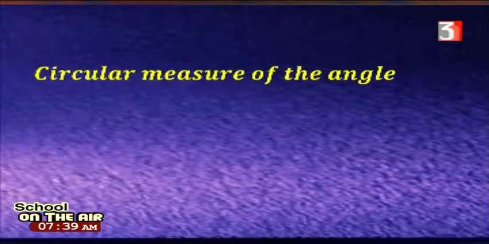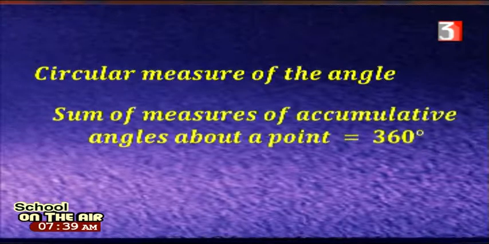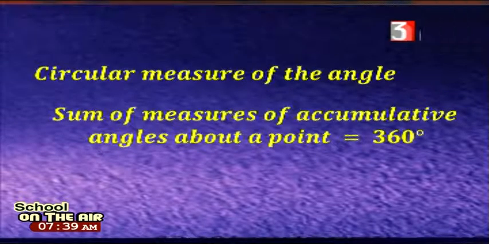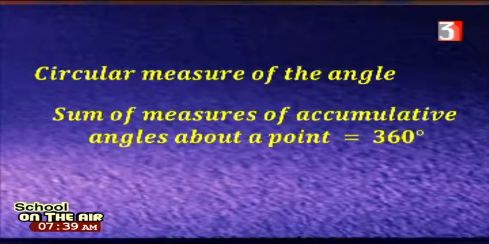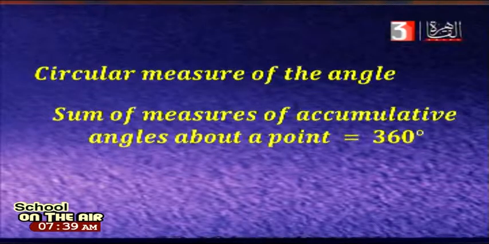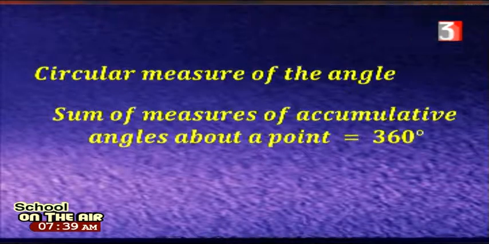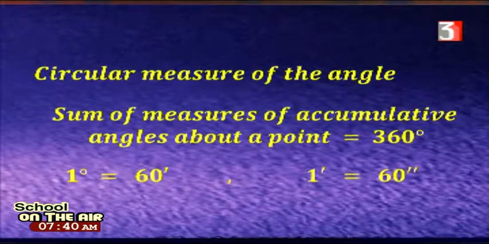All of you know from first prep that the sum of the measures of accumulative angles about a point equals 360 degrees. And you also know that you measure the angle with the degrees. But if we divide the degrees into 60 equal parts, each part is going to be called minute. And if you divide the 1 minute into 60 equal parts, each part will be called second. So we can say that 1 degree equals 60 minutes and 1 minute equals 60 seconds.